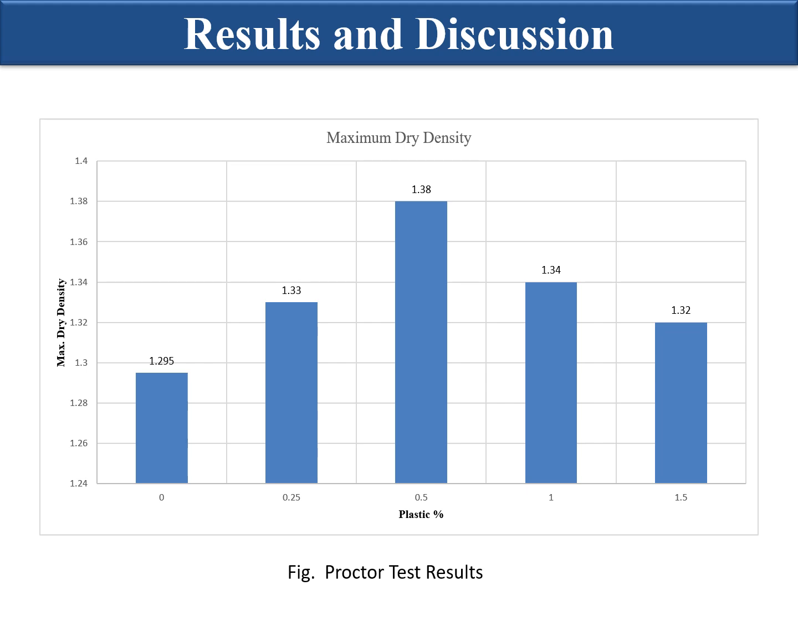This graph shows the results of the Proctor test. The Proctor test is performed to determine the optimum water content at which the soil can reach its maximum dry density. A curve was plotted for dry unit weight as a function of the water content. From this curve, the optimum water content to reach the maximum dry density can be obtained. In this graph, it is clearly visible that when we increase the plastic, maximum dry density is also increasing. But when the plastic content reaches a certain limit, the value of maximum dry density decreases.